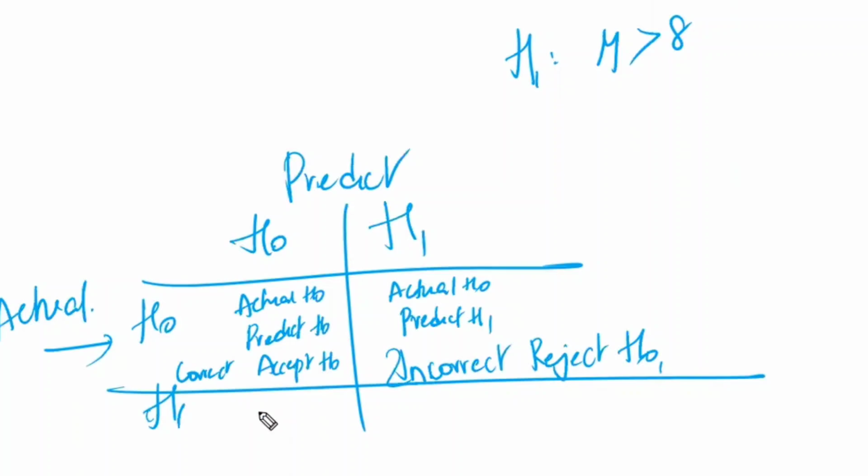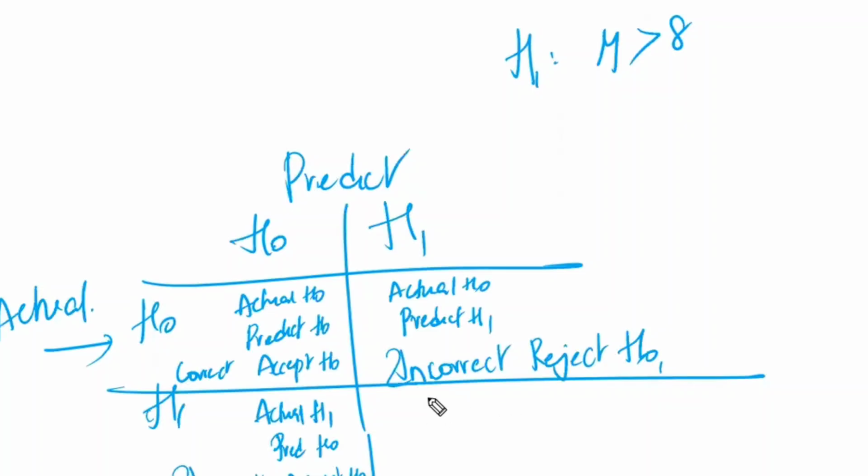Now this one: actual is H1 and you have predicted H0. What have you done? Incorrect or correct? First you write that one. Correct means correct, incorrect means incorrect. What did you predict? H0. That means you are accepting the H0. Incorrectly accepting the H0. Write that one.